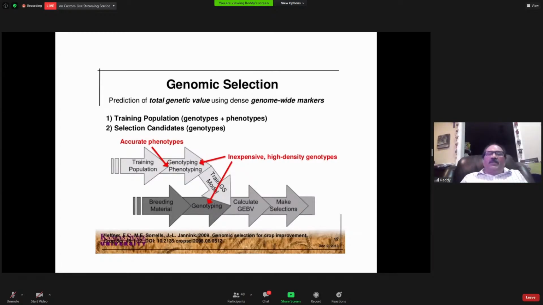Comparatively, it would take about 10 years to release a variety using the conventional system. But genomic selection in combination with speed breeding, that is, advancing the populations under LED lights, can be very economical, fast, and precise. Breeding is becoming more and more a technology rather than an art.